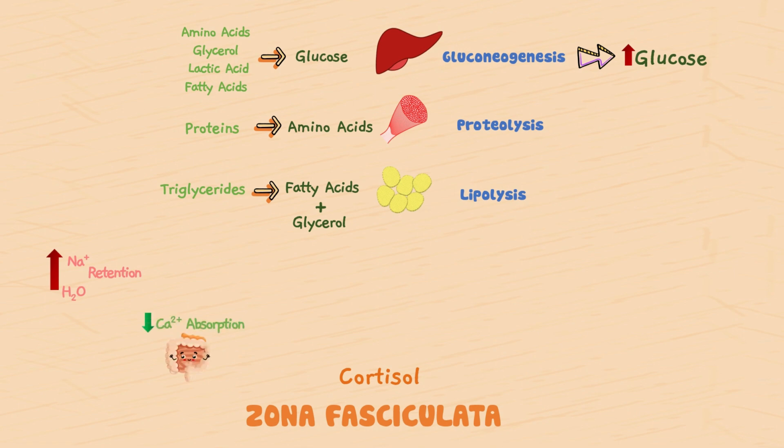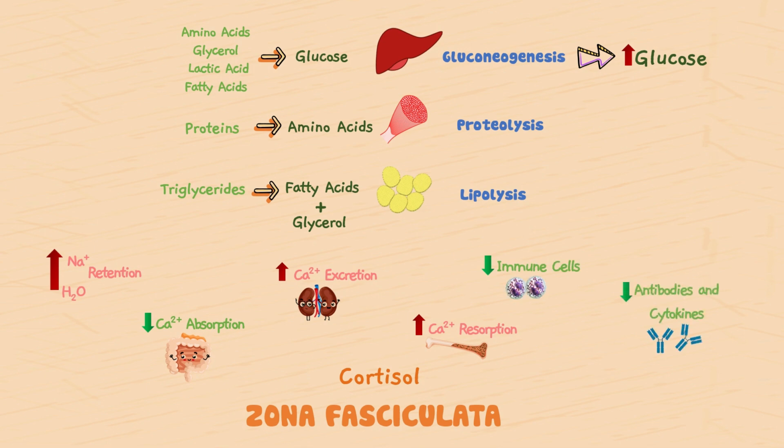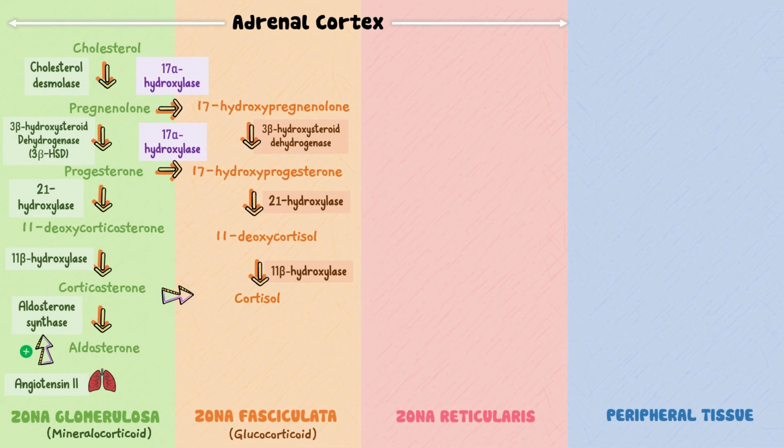Cortisol also decreases calcium absorption from the gut and increases calcium excretion in the kidneys, and increases calcium resorption from bones. It is also known to suppress the action and production of immune cells, and inhibits the production of cytokines and antibodies. Now, after zona glomerulosa and zona fasciculata, we have the inner region of adrenal cortex, zona reticularis. These cells produce androgens. But how is the question.